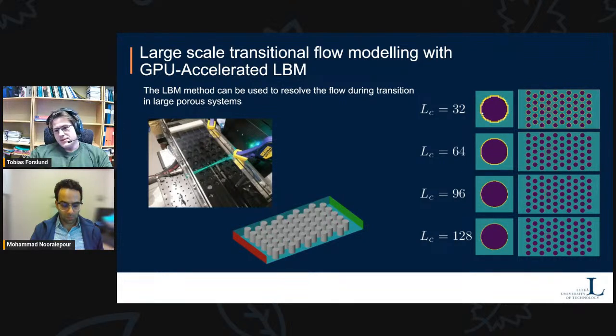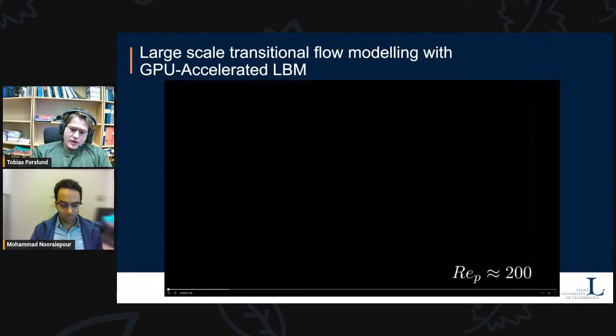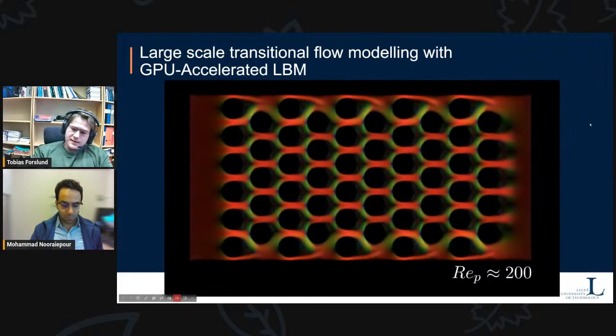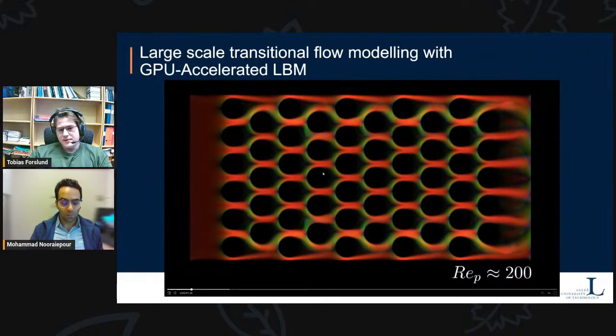So the wall elements are marked in yellow, or the neighbor wall elements are marked in yellow, and the purple ones are wall elements. And you can see that the LBM method is capable of accurately capturing the behavior throughout the computational cell. So you can see that you have different behaviors close to the wall compared to far from the wall.